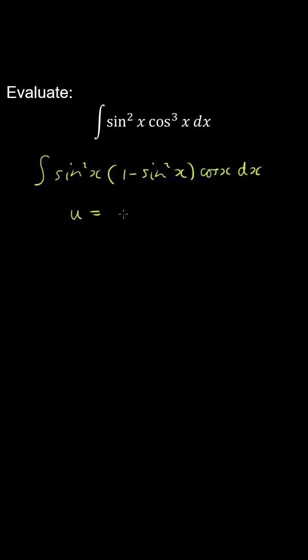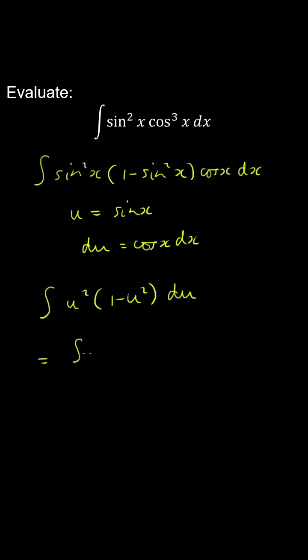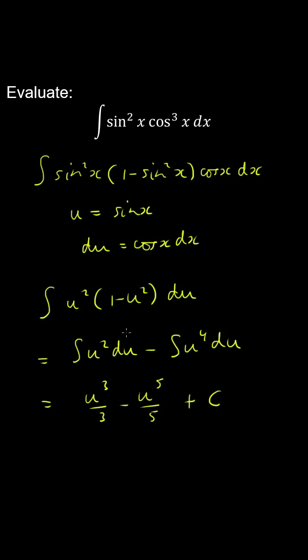Now we can let u equal sine x, then du is cosine x dx. So we can write the integral as u squared times 1 minus u squared du. We can split this integral as the integral of u squared with respect to u minus the integral of u to the 4 with respect to u. Therefore this becomes u cubed on 3 minus u to the 5 on 5 by the power rule, plus the constant of integration, and then you can plug in for u and get your final result.